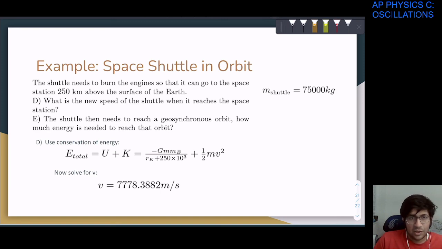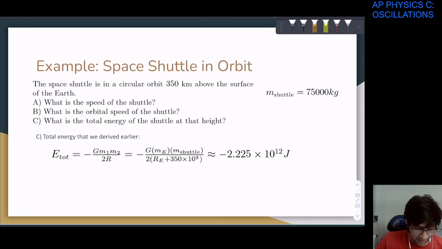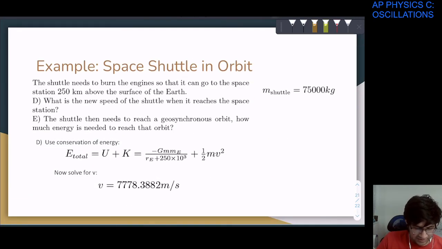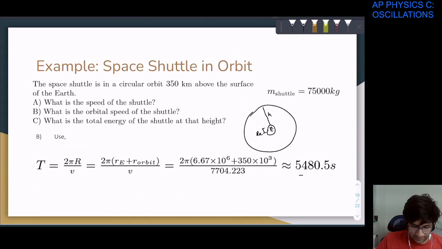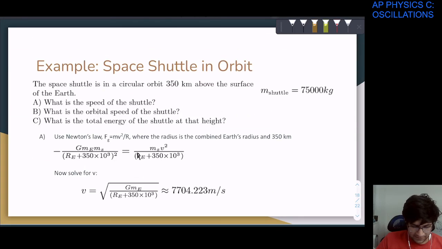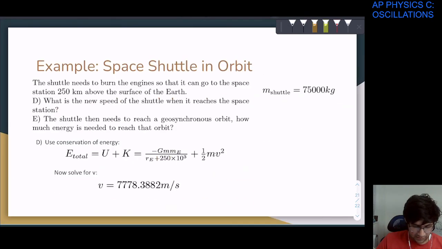Well, we did say that the total energy is going to be conserved, right? So we know the total energy from the previous part, and we know that the potential energy is dependent on the height. We know the height is 250, so we can plug that in. So potential energy is known, and the kinetic energy has one unknown, which is just v, and we can solve for v. We end up getting 7778. So it's slightly greater.